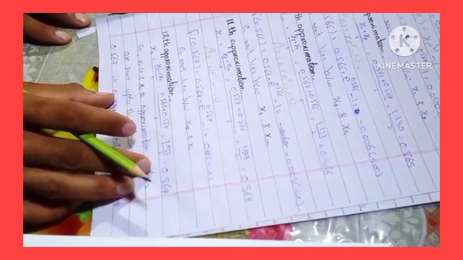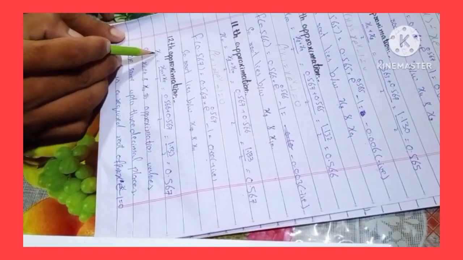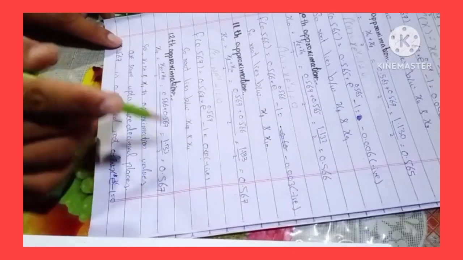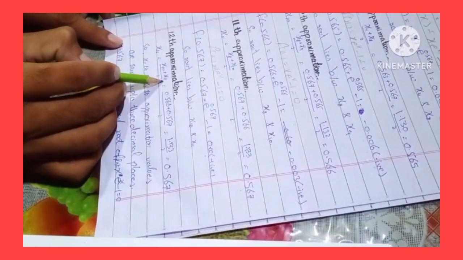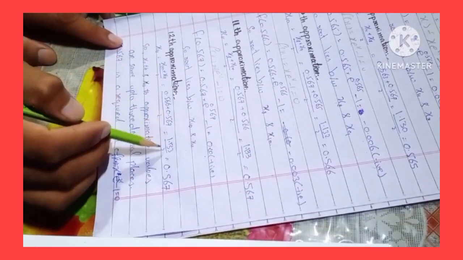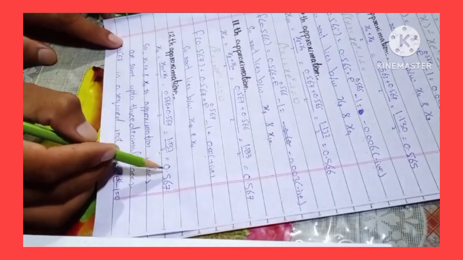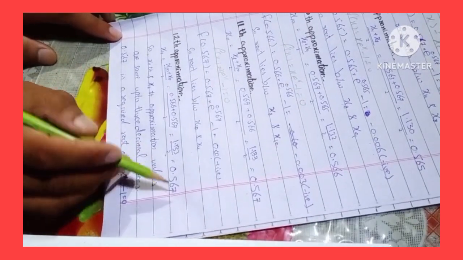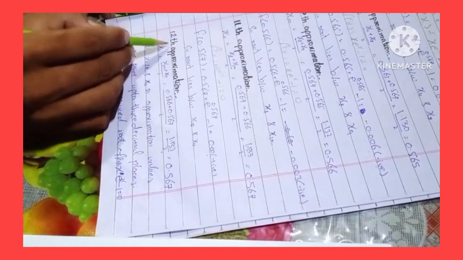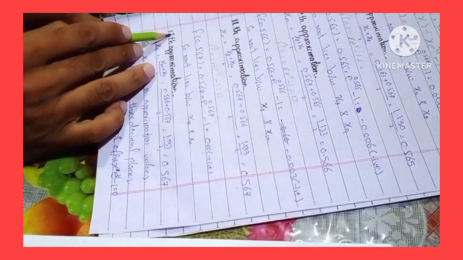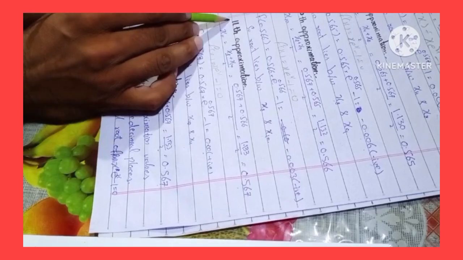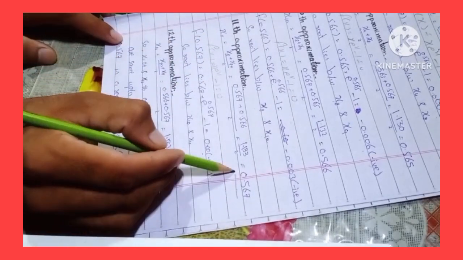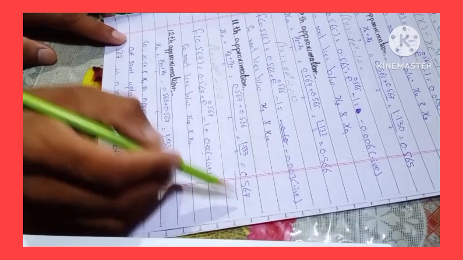The 12th approximation is x12 equal to (x10 plus x11) divided by 2, putting in the values of x10 and x11, adding, and then solving it. The answer is 0.567. So the 12th approximation and the 11th approximation answers are the same up to 3 decimal places.